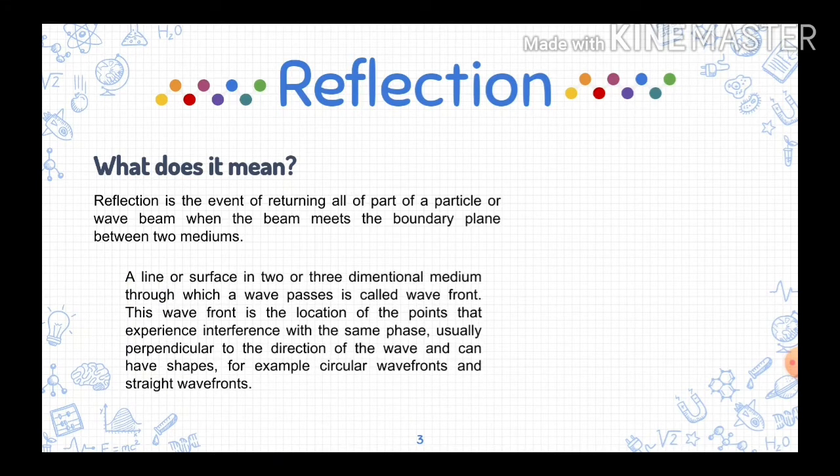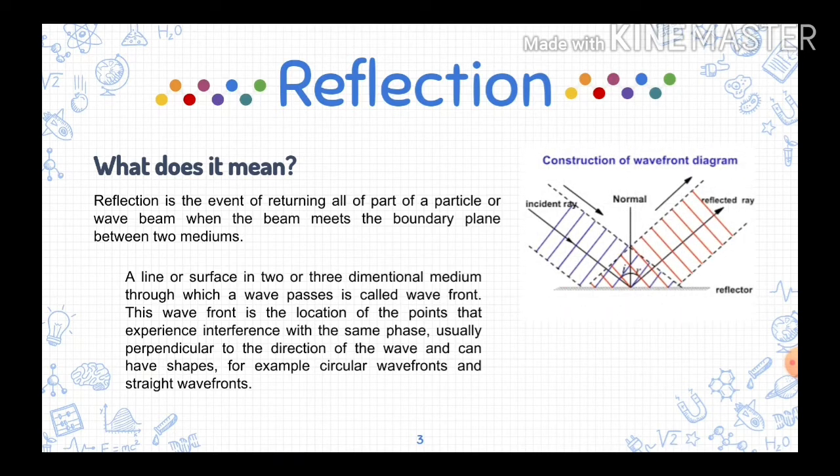A line or surface in a two or three-dimensional medium through which a wave passes is called a wavefront. This wavefront is the locations of the points that experience interference with the same phase, usually perpendicular to the direction of the wave, and can have shapes, for example, circular wavefronts and straight wavefronts. You can see the picture. There is a construction of a wavefront diagram. There is the incident ray, normal, and also reflected ray. And there is the reflector.